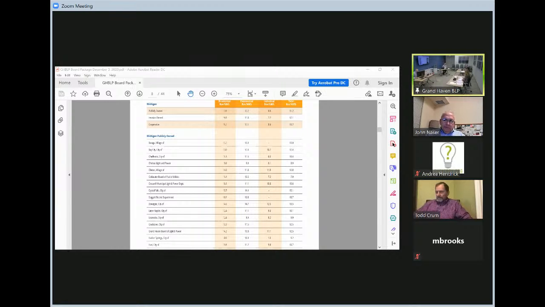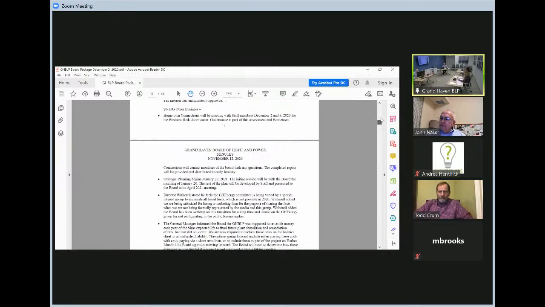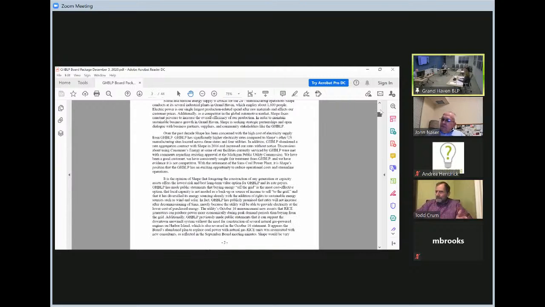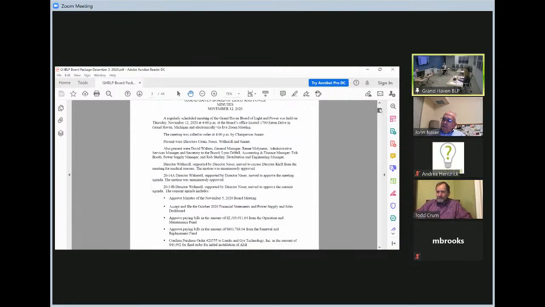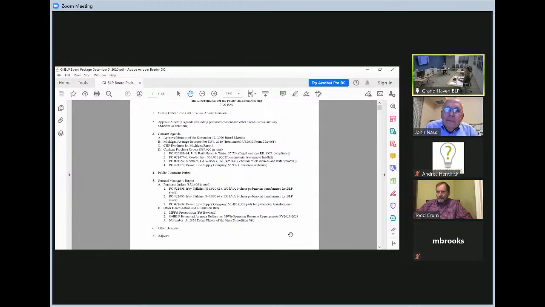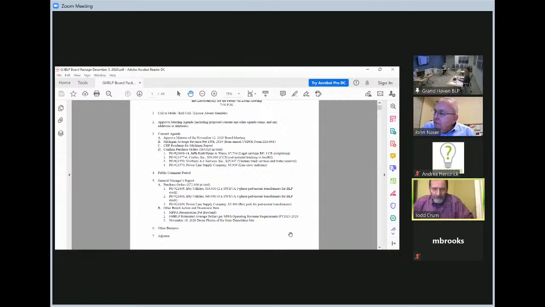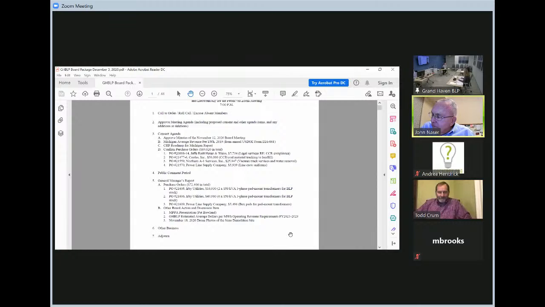Ready to vote? All those in favor say aye. We voted? Is this on the consent agenda, correct? Yes, correct. Aye. Yes. Okay. Aye. Motion is carried.